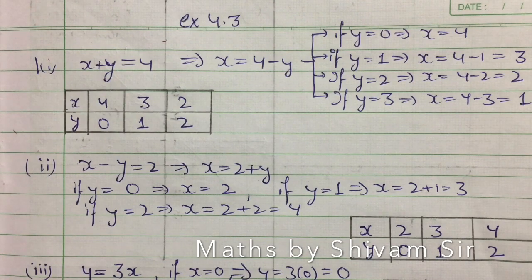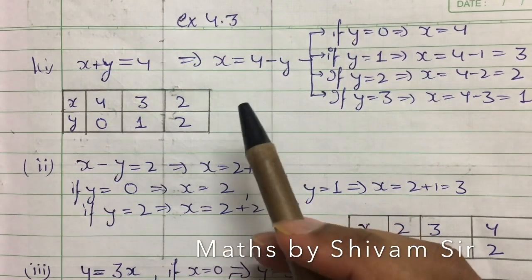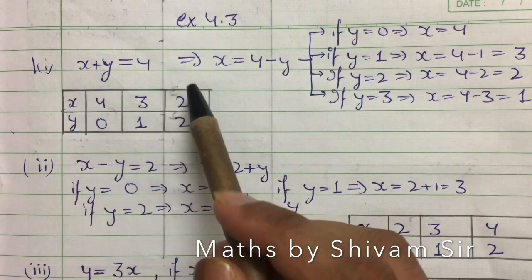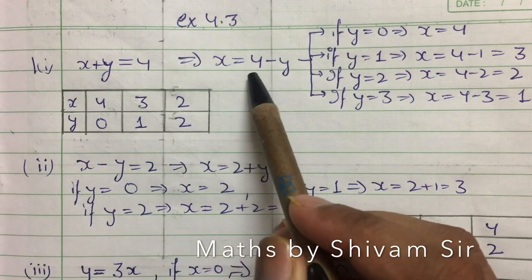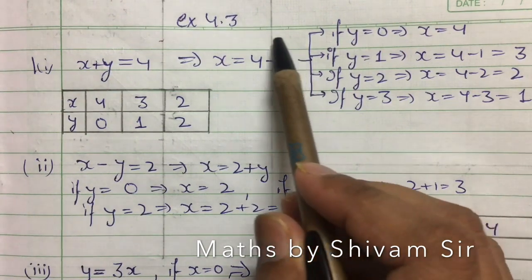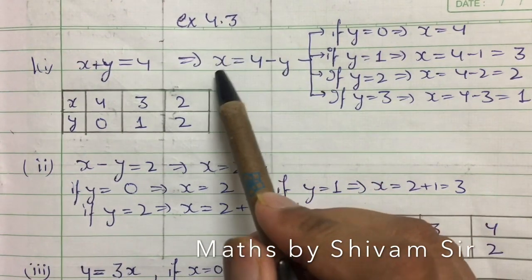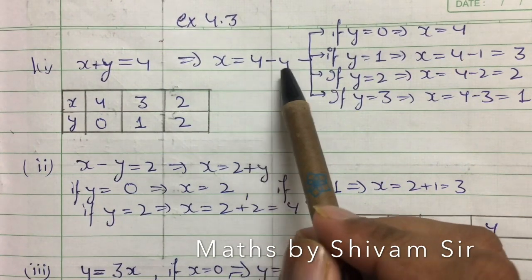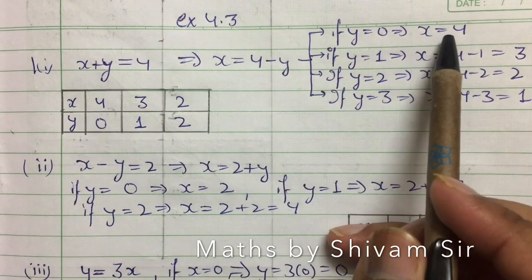So if x plus y is equal to 4, we have to find at least a minimum of 3 solutions for it, in order to draw its graph. We can write x is equal to 4 minus y. So for every different value of y we have a different value of x. If y is equal to 0, put y is equal to 0 into this, so 4 minus 0 will be 4, so x is equal to 4.